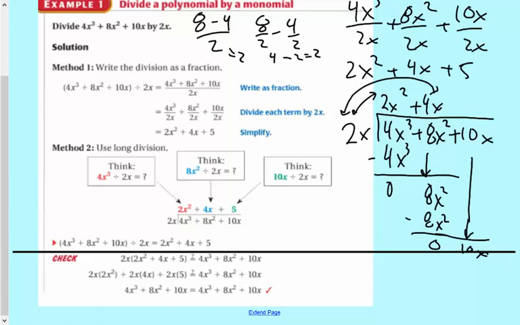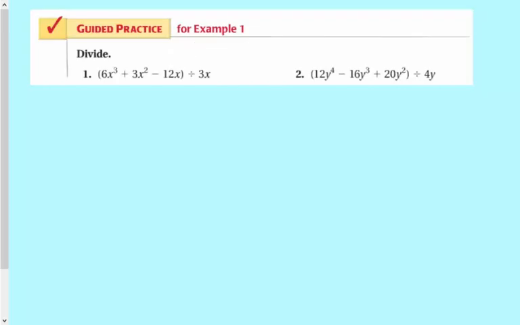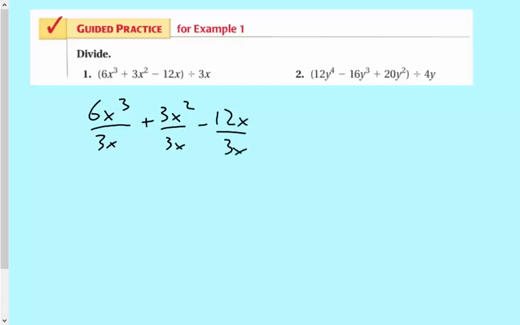And 2x times what number gives you 10x? 2x times 5 gives you 10x. And you have remainder 0. So there you go. I'm going to do the division method where I do each term divided by the 2x here. I think that's a little bit easier, but I just want to show you that for when we get to binomials. Okay, so this would be 2x squared plus 4x plus 5 if you just divide each one of those.